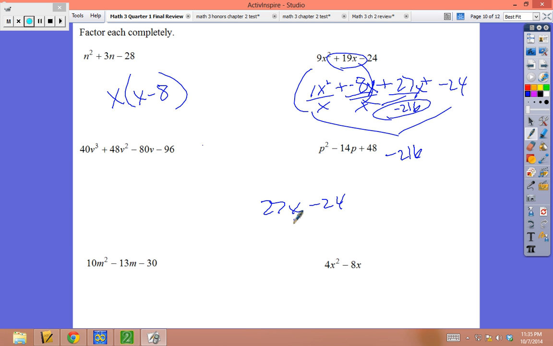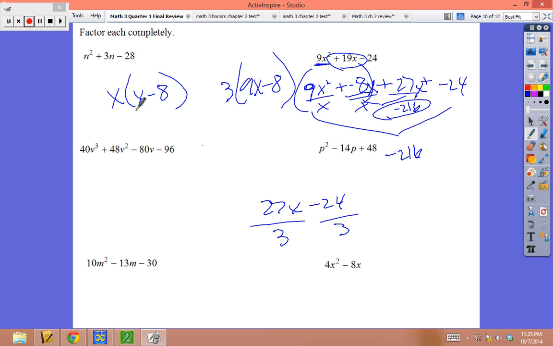A 3. Dang it, something's not looking right. If we factor out a 3, that leaves me with 3 times 9x minus 8. And, gosh dang it, I know why it's not looking right. Because this guy right here is 9x squared, not 1x squared.